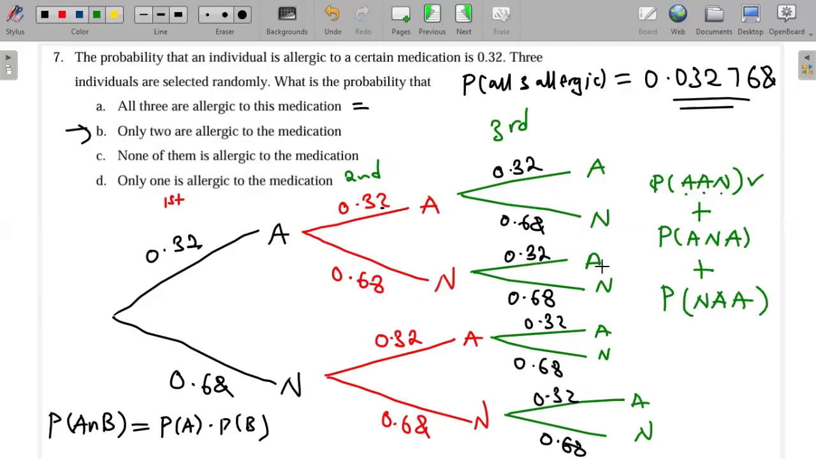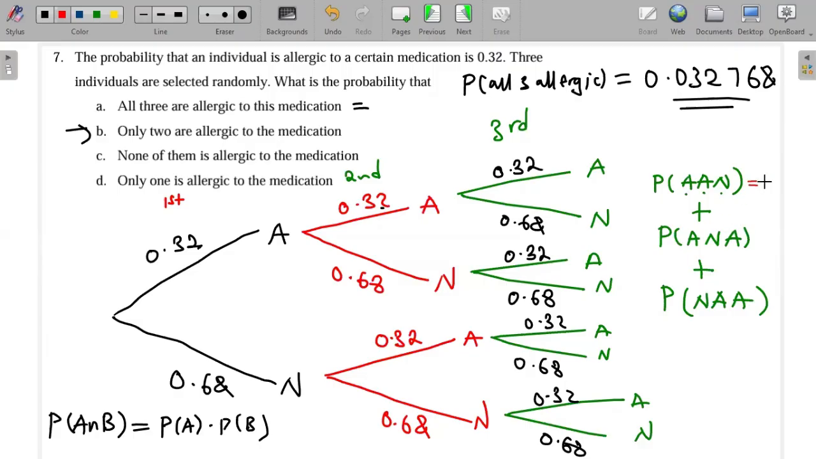So I'll just be doing that on my calculator. Let's start with this one here. So probability of allergic, allergic, and then not allergic is 0.32 multiplied by 0.32 multiplied by 0.68.